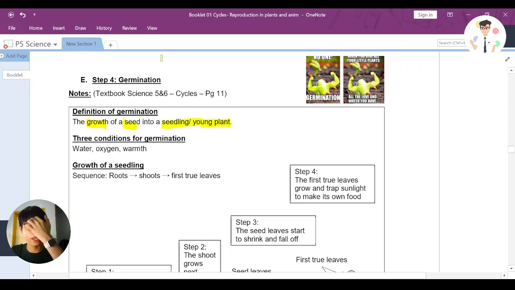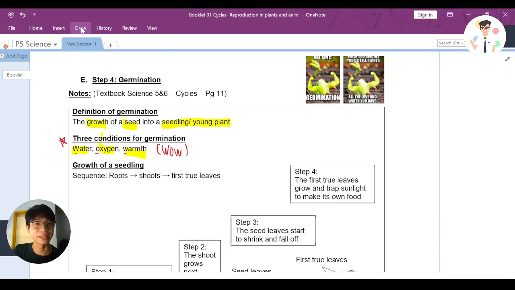Okay, and there's something very important here: the conditions that the seed needs to germinate. We have three things here. The first one is water, oxygen, and warmth. Again, this is something that is very important. Water, oxygen, and warmth. Some people like to remember this as WOW. Again, water, oxygen, warmth. Warm basically means a suitable temperature, okay?